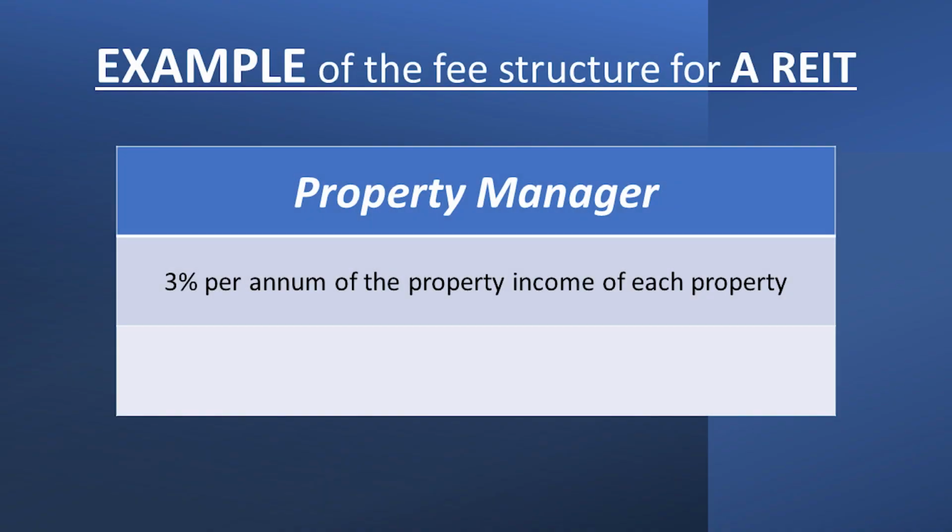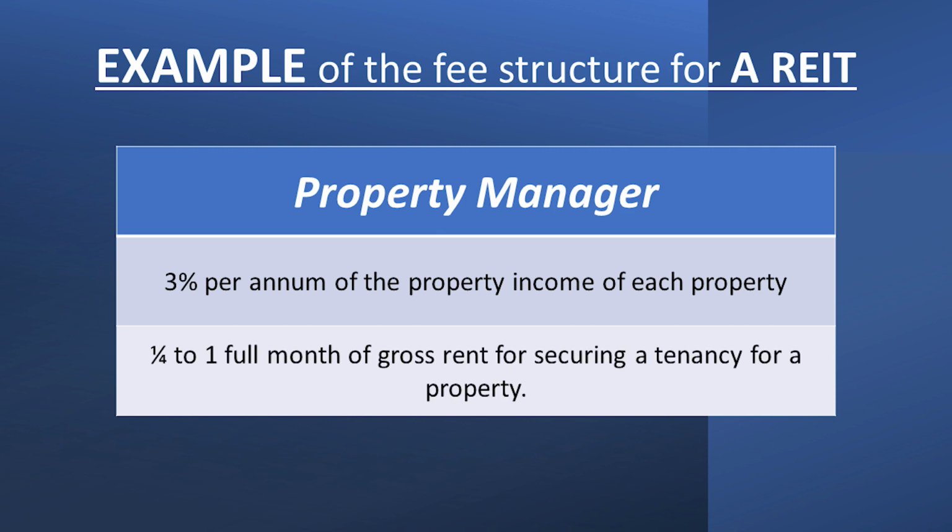As a rule of thumb, as investors are more interested in the income generated from the portfolio, a REIT manager should get most of his compensation from that income performance. Next, the property managers are also compensated in quite a similar manner. For example, they get maybe around 3% per annum on the property income and maybe half to 1 month of gross rent when securing a new tenancy. The property manager tends to have a more standardized income as they are more involved with the maintenance of the property.